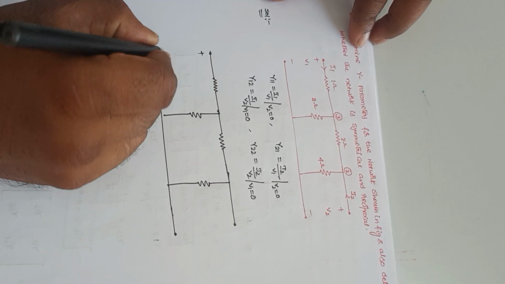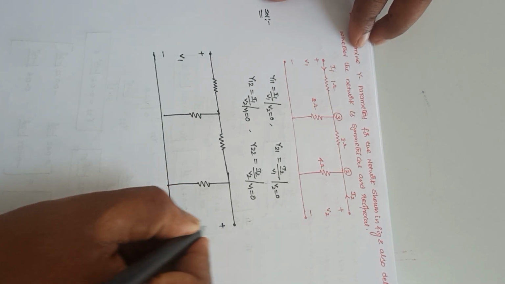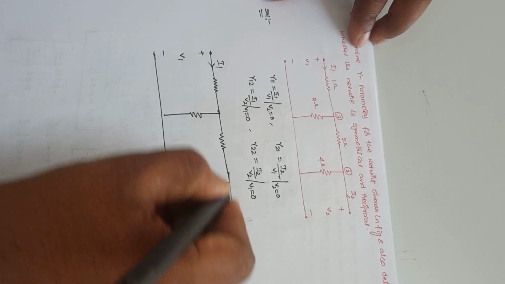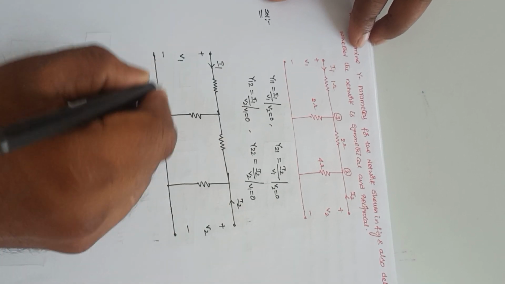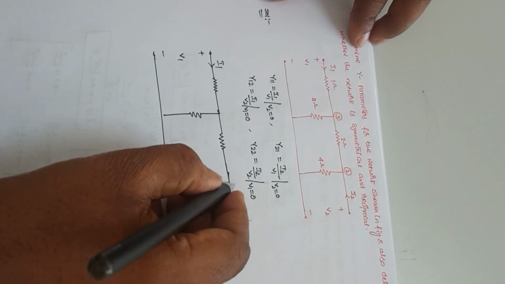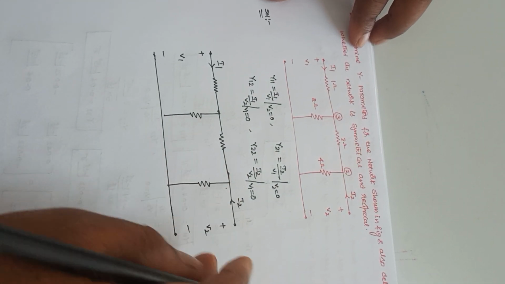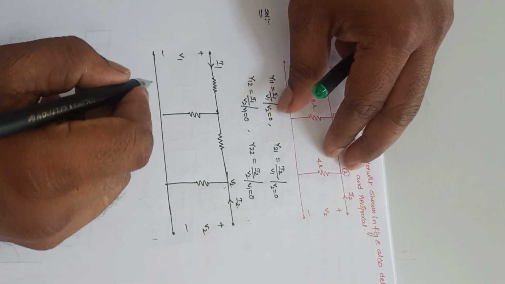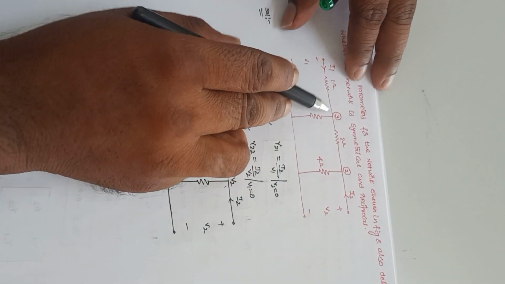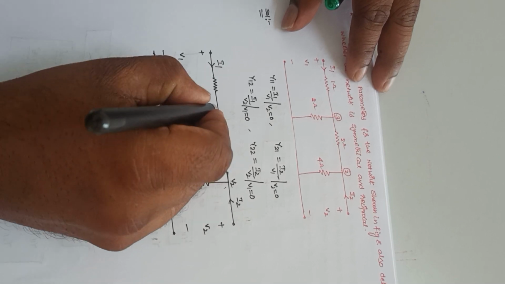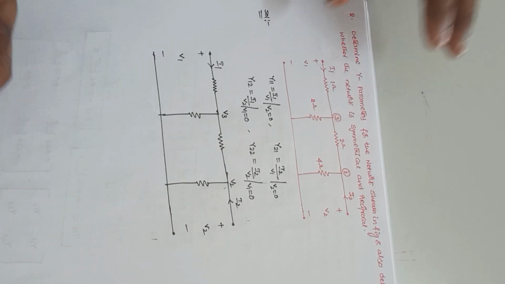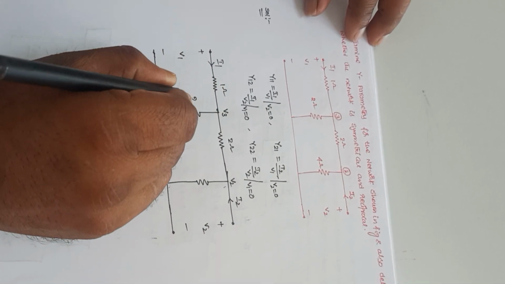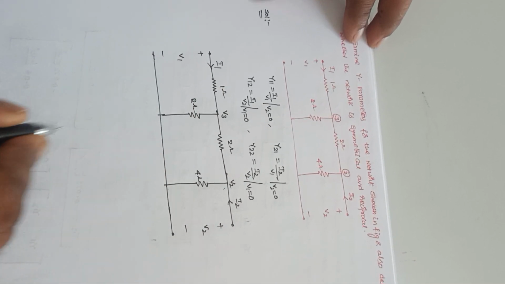This is plus and minus, it is V1, it is plus and minus, it is V2, and this is I1, it is I2, and this is node 2. Now the voltage at this point is V2, so this voltage is V2, and this is node 3. Let us assume this voltage is V3. The resistors are 2 ohms, 1 ohm, 2 ohms, 4 ohms.